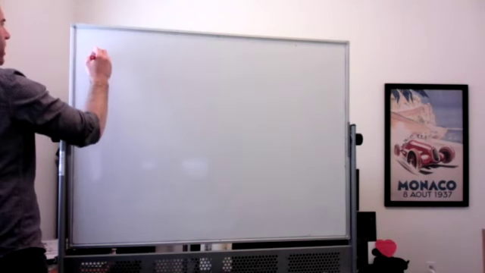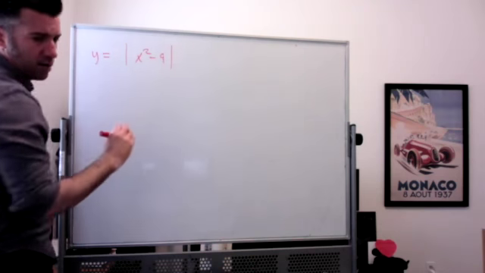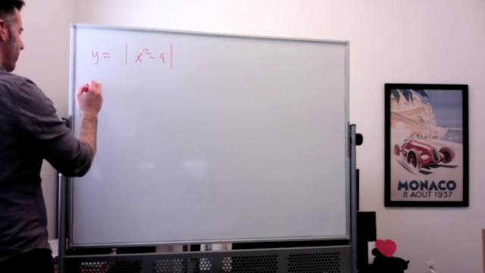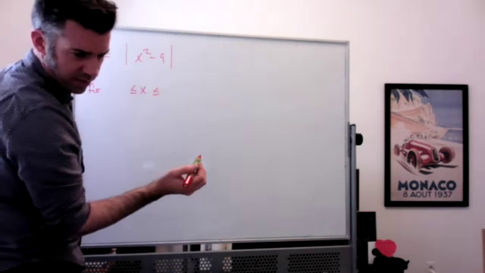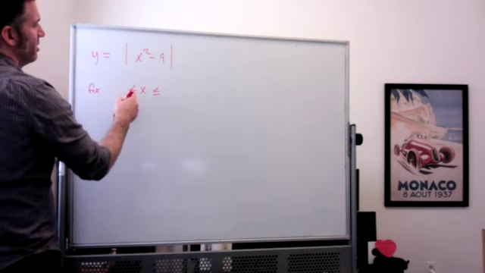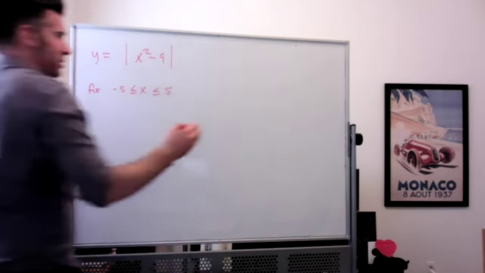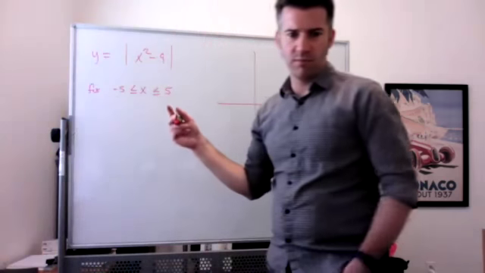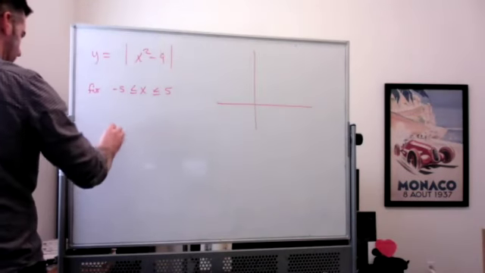If we have y equal to the absolute value of x squared minus 9, and they give us the graph for it, and they also specifically say for x between, let's say, I'm going to change up the numbers a little bit, negative 5 to 5. So here's the graph. Here's the thing about absolute values of stranger functions. I know that x squared minus 9 looks like this. And here's good old x squared minus 9.